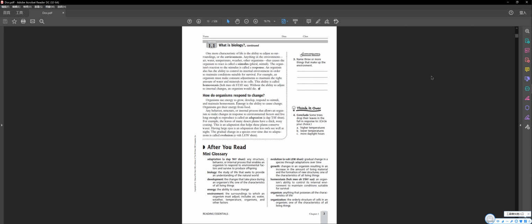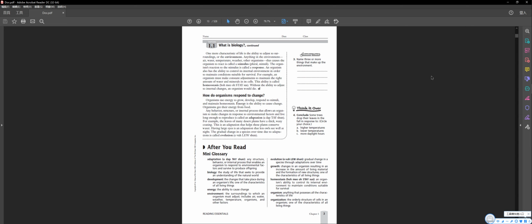What is biology? One more characteristic of life is the ability to adjust to surroundings or the environment. Anything in the environment, air, water, temperature, weather, other organisms, that causes the organism to react is called a stimulus. The organism's reaction to the stimulus is called a response.